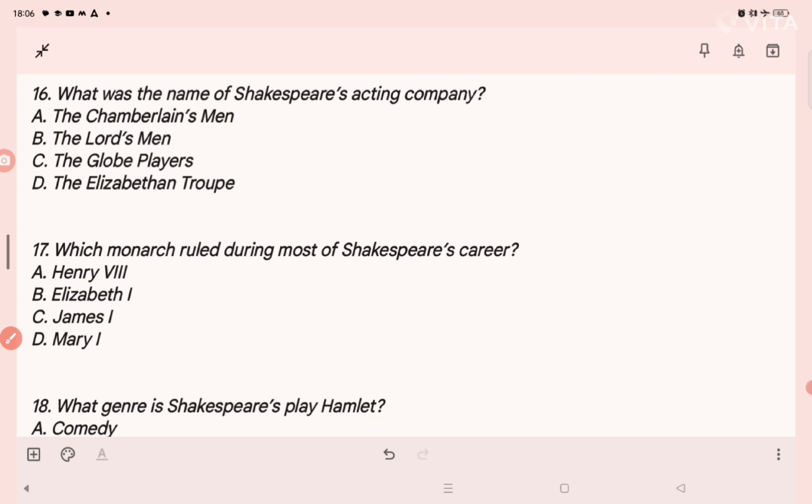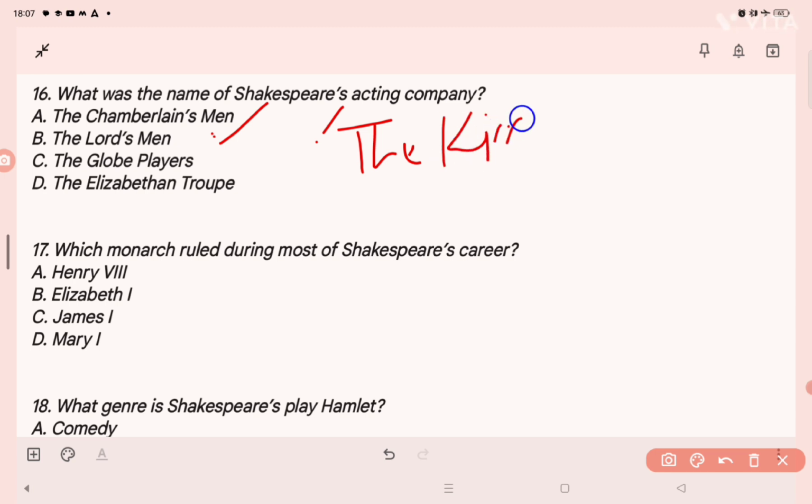What was the name of Shakespeare's acting company? The Chamberlain's Men, Option A. Shakespeare was a member of the Chamberlain's Men, a leading acting company in Elizabethan England, which later became the King's Men.